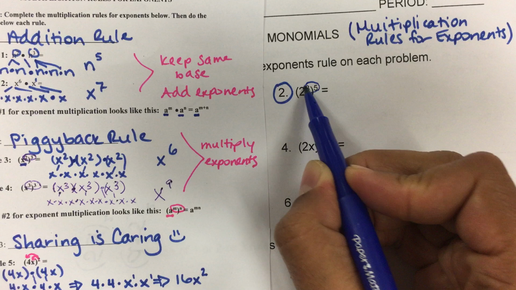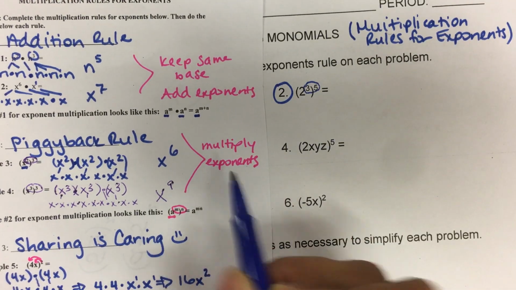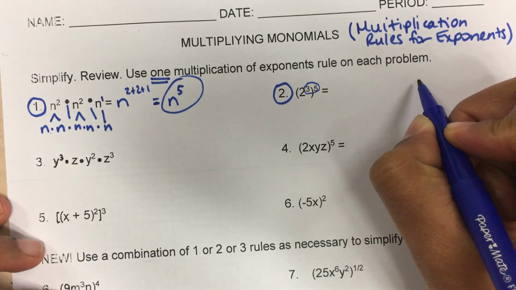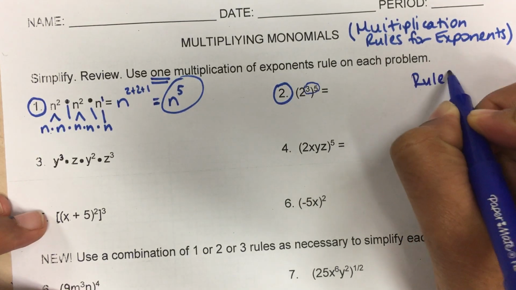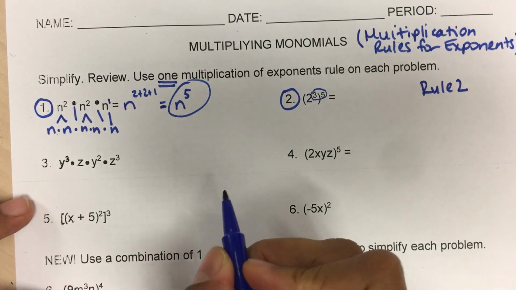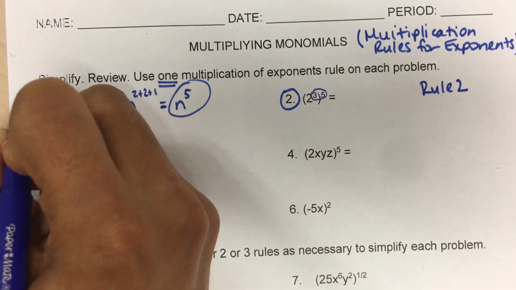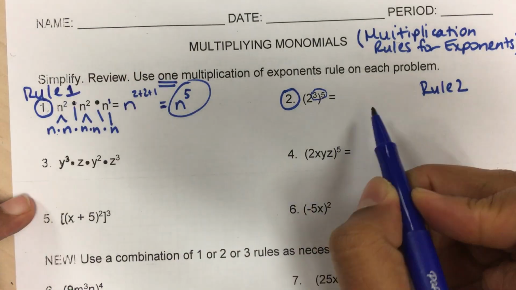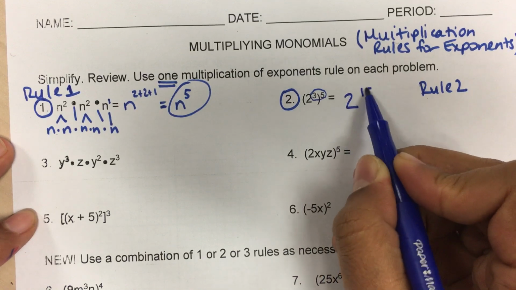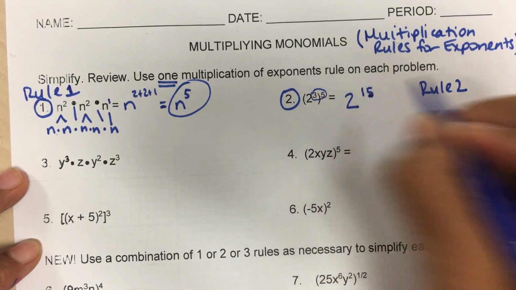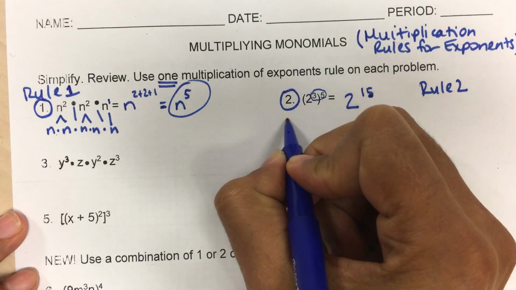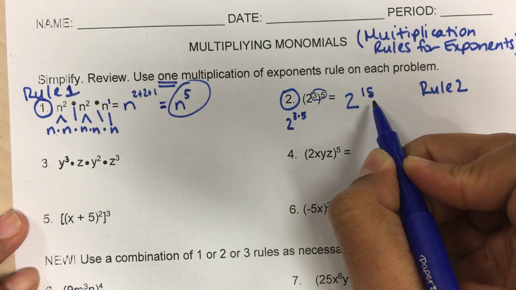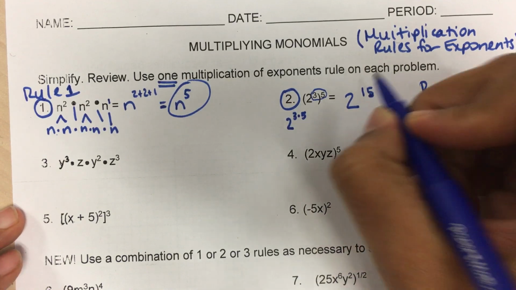What are we gonna do with this 3 and this 5? We're going to multiply our exponents. So in fact, from now on, I want you to write which rule you're using. That'll be rule 2. Okay, this right here was rule 1. We used rule 1 on this problem. Okay, here rule 2, multiply, 2 to the 15th power. Okay, if you need to see the work, 2 to 3 times 5 is what we're doing. That's the rule we applied. That is the answer, 2 to the 15th.